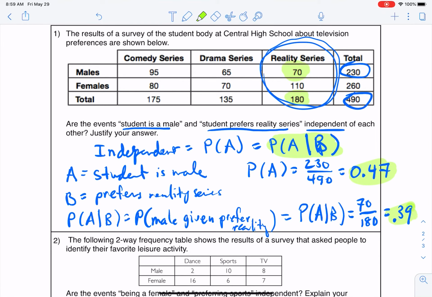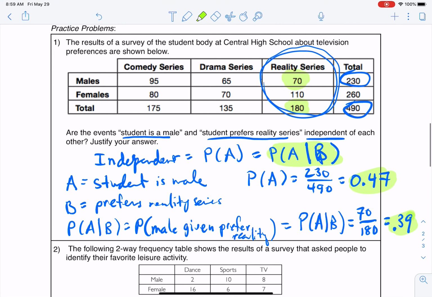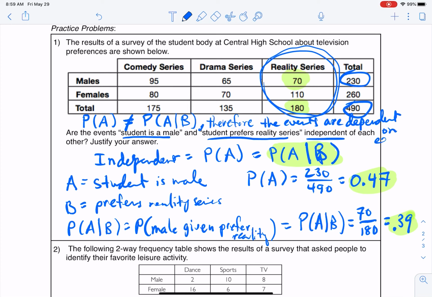Notice they're not the same. And I've run out of space, but what we really need to say is that the probability of A does not equal the probability of A given B. Therefore, the events are dependent on each other. That's it.